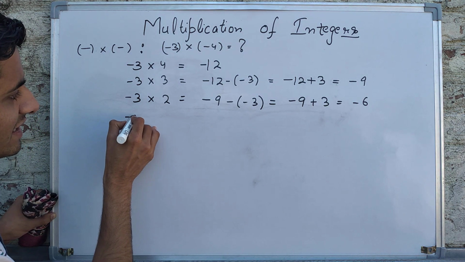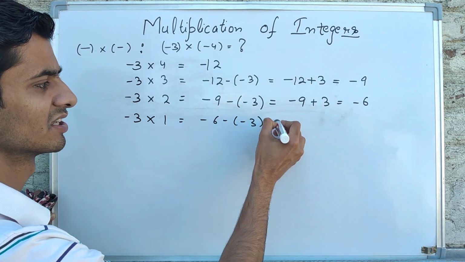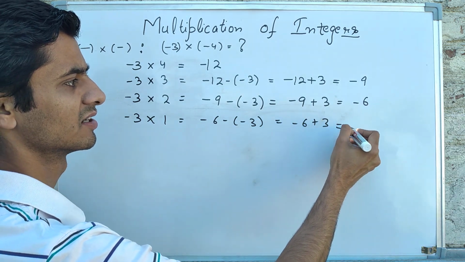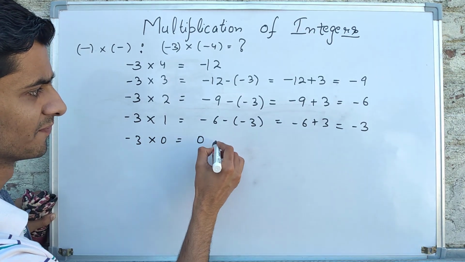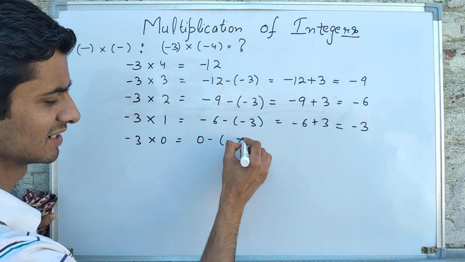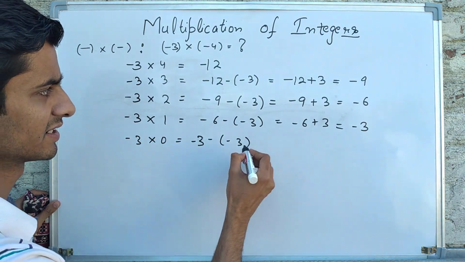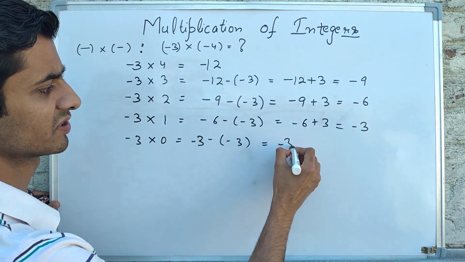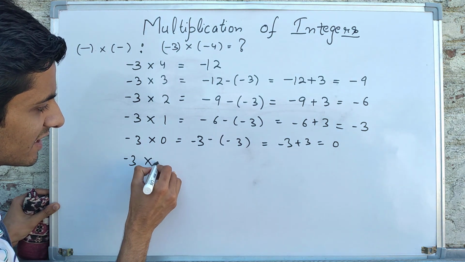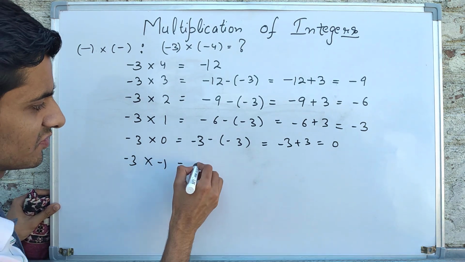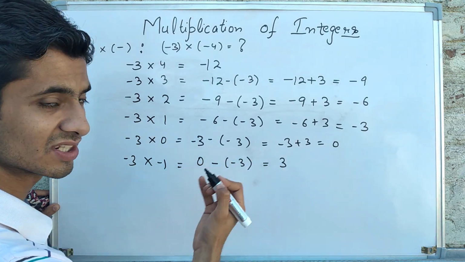And if you have negative 3 into 1, again subtracting negative 3. Negative 6 plus 3, you got negative 3. Negative 3 into 0, obviously 0, or again subtracting negative 3. It gave you negative 3 plus 3 equal to 0. Now you are going from 0 to negative 1, so again you will subtract negative 3. 0 minus negative 3 is positive 3.